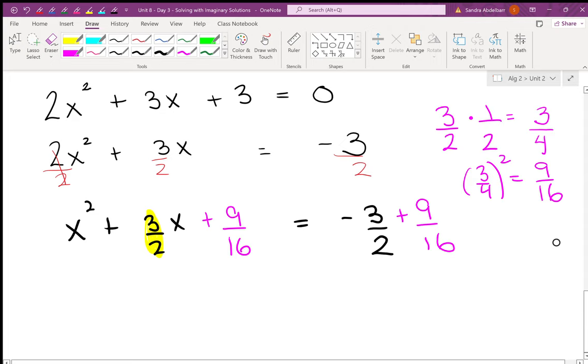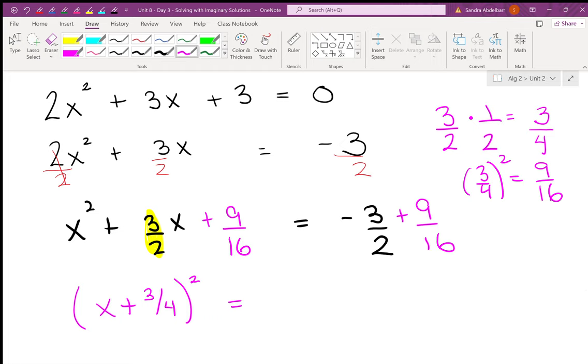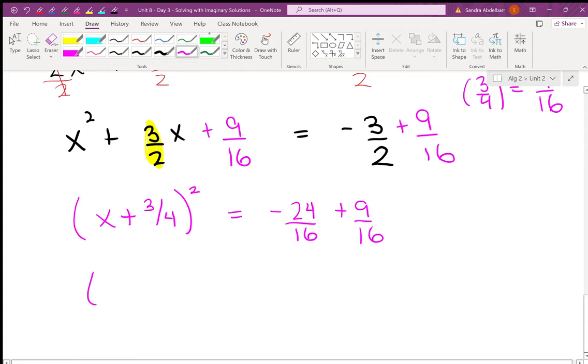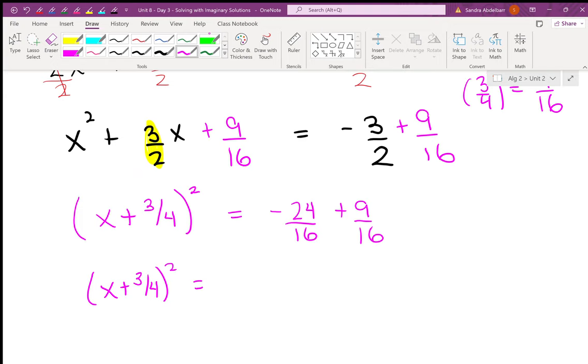All right, now we factor. So we're going to have x plus 3 fourths, that quantity squared, equals, I need to create a common denominator on the right side. So our common denominator is 16. So we're going to have negative 24 over 16 plus 9 over 16. So we're going to have x plus 3 fourths, that quantity squared, equals negative 15 over 16.